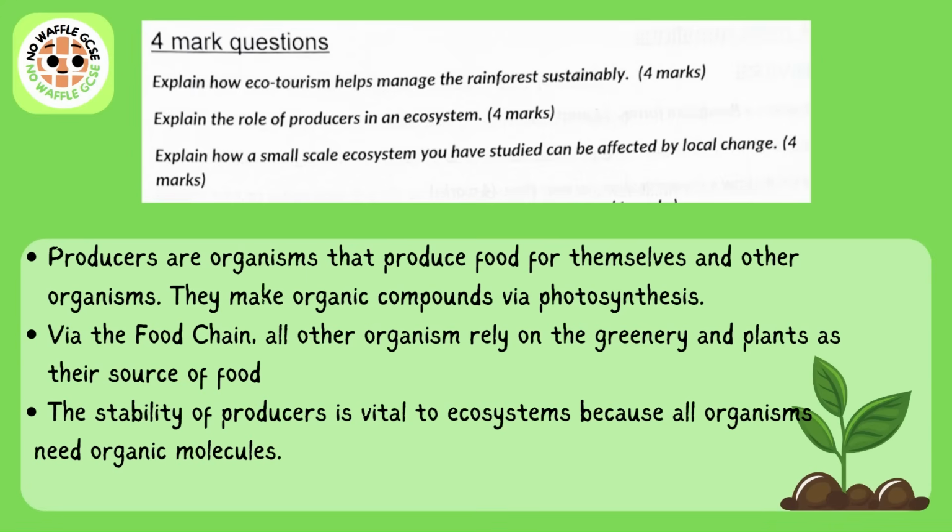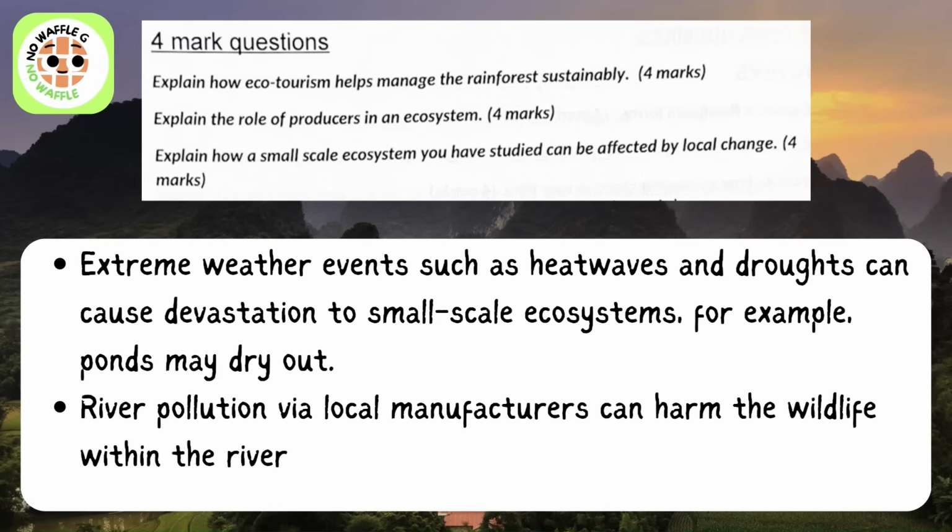Okay, and the last 4 marker for section B, explain how a small scale ecosystem that you've studied can be affected by a local change. So you can talk about extreme weather events such as heat waves and droughts. These can cause devastation to small-scale ecosystems. For example, ponds may dry out.